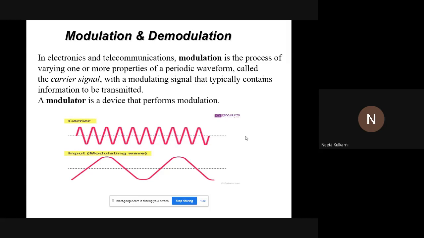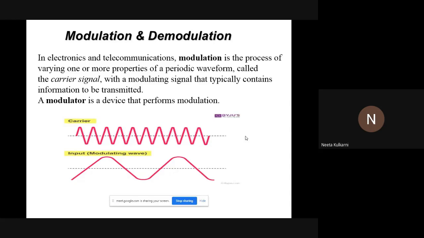Okay. And again, just for your information, I have added this definition, the modulation and demodulation definitions. So modulation means what? It is a process of varying one or more properties of a periodic waveform called the carrier signal. We vary the properties of the carrier signal with respect to the modulating signal that typically contains the information to be transmitted. That is called modulation. There are two or three definitions of modulation. One simple definition is, it is the process of changing the characteristics of the carrier signal with respect to the modulating signal.